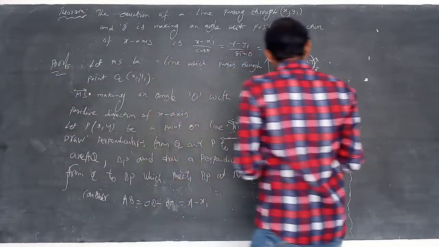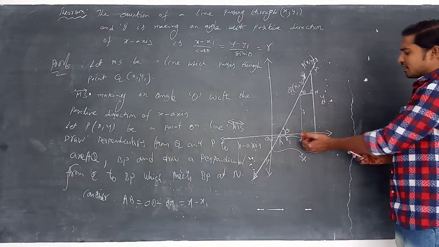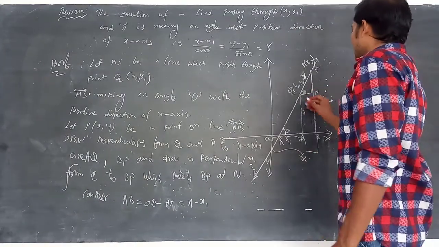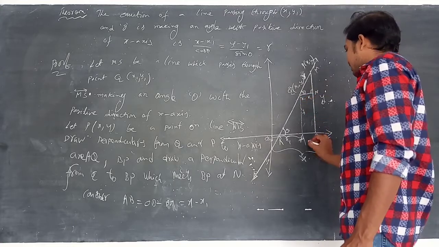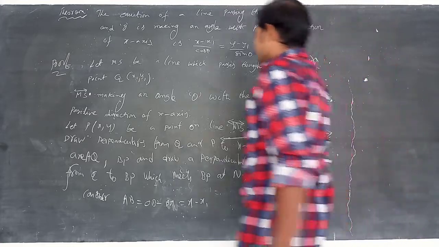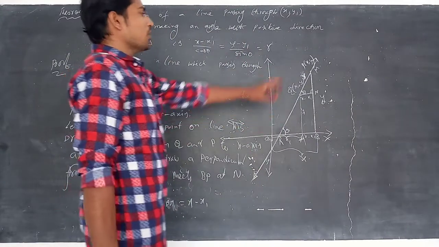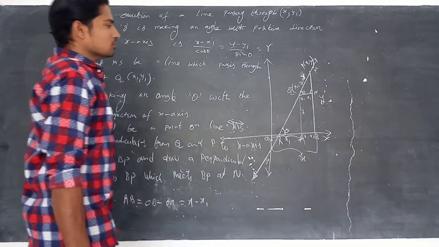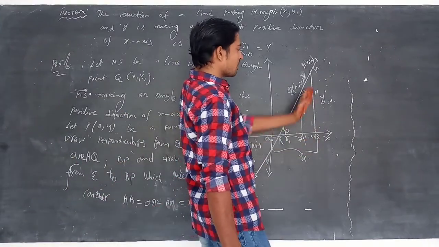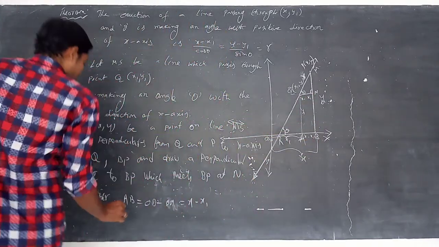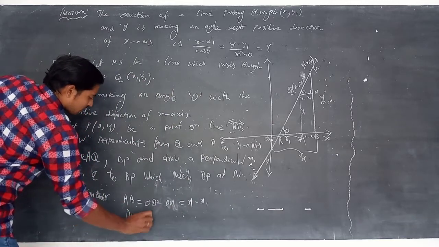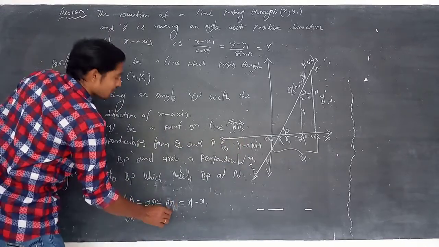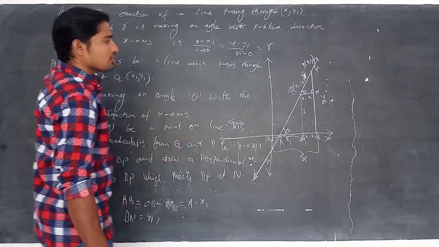Then, this is a rectangle. What is the rectangle here? ABQN is a rectangle. Then AB is x minus x1, so automatically QN is also x minus x1. This is the answer. So what about MN? This is a rectangle, that means BN is also y1. BN is equal to y1, and BP is y.